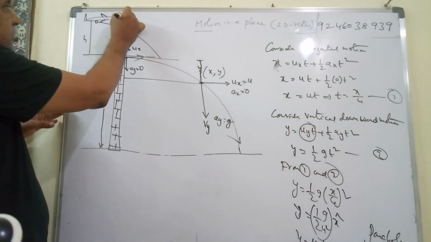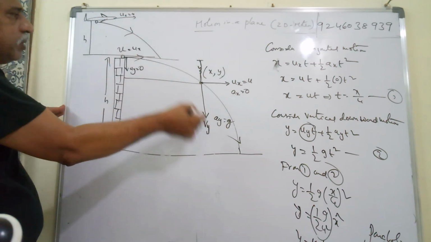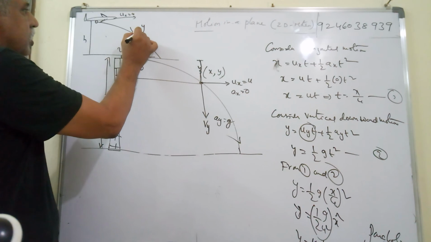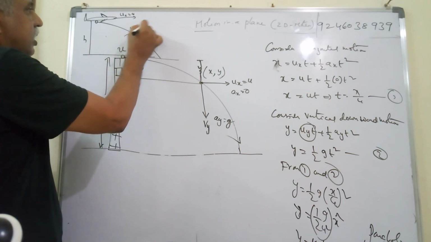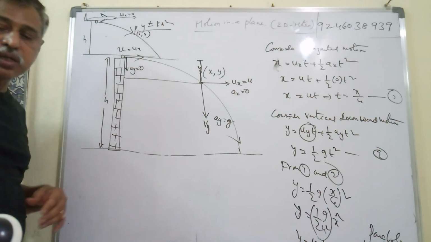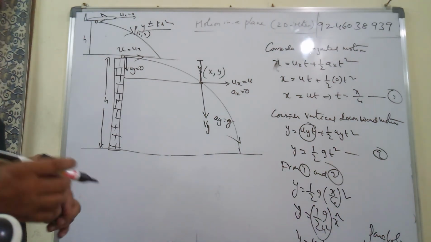Velocity ux is equal to u. Similar to this one, the equation for this is also y is equal to kx square. For this body also, the same equation.